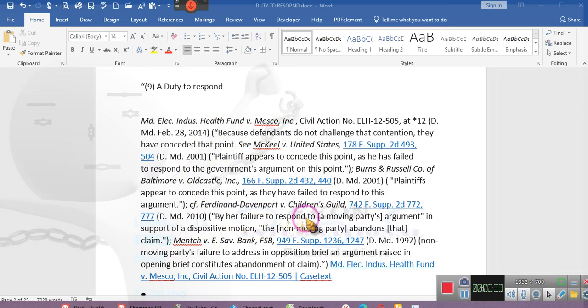By her failure to respond to the moving party's argument in support of her dispositive motion, that's why we've added the interrogatories in the original notice and suit. Because if they don't respond to the interrogatories, that's interrogation. That's why you do interrogatories. So you're interrogating them, okay? And they have to respond under oath. That's why you got to make sure your questions are poignant.